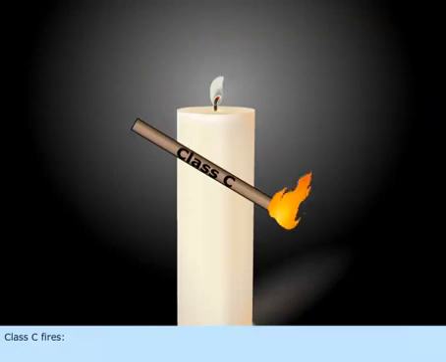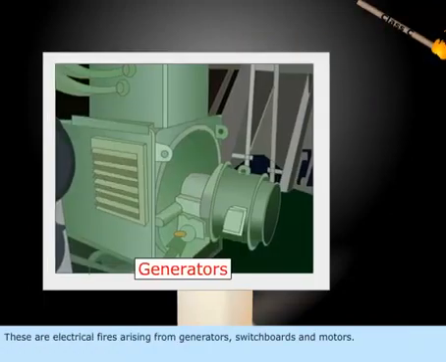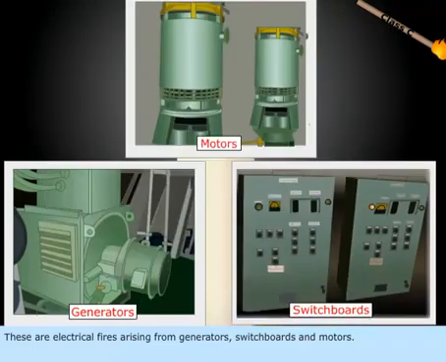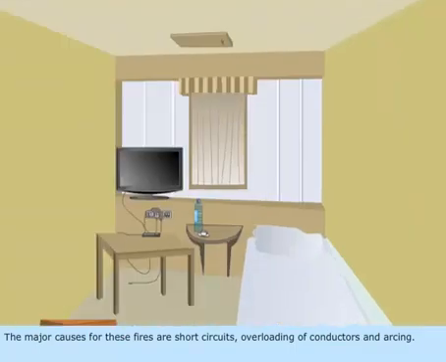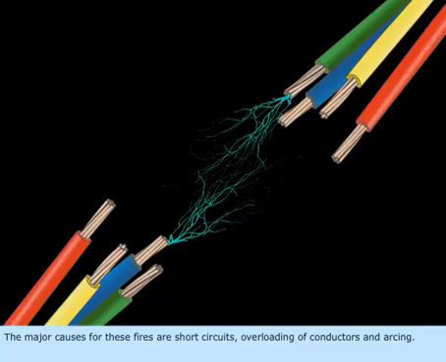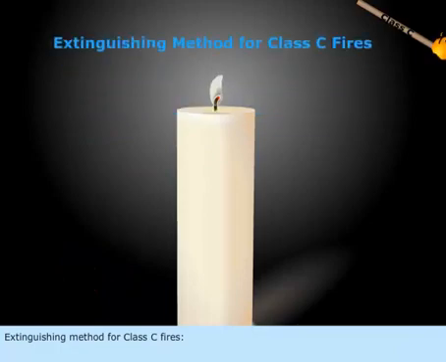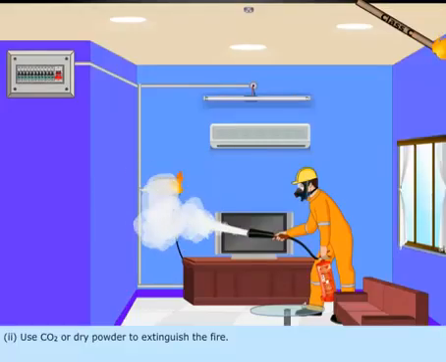Class C fires. These are electrical fires arising from generators, switchboards, and motors. The major causes for these fires are short circuits, overloading of conductors, and arcing. Extinguishing method for Class C fires: 1. Shut off the electrical supply. 2. Use CO2 or dry powder to extinguish the fire.